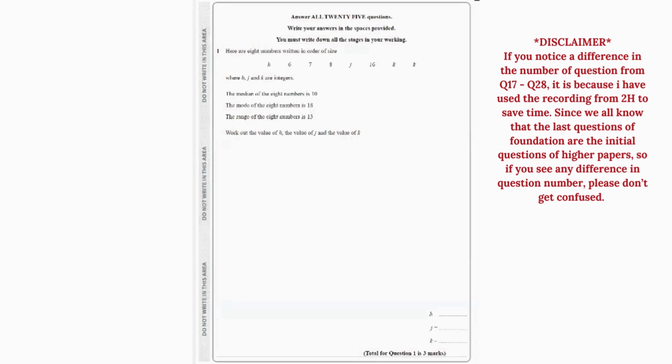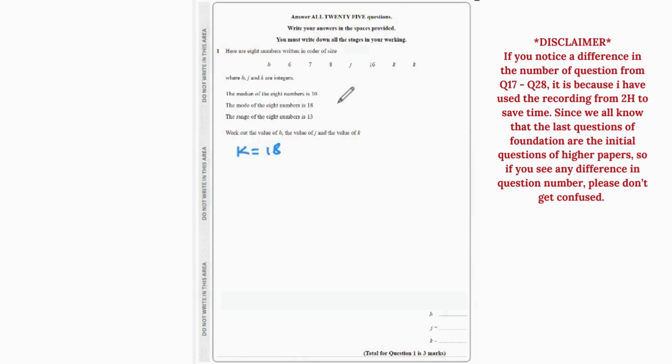The next question says here are 8 numbers written in order of size: H, 6, 7, 8, J, 16, K, K, where H, J, and K are integers. The median of the 8 numbers is 10, the mode of the 8 numbers is 18, and the range of the 8 numbers is 13. Work out the value of H, J, and K. So if the mode is 18, we have K occurring twice, which automatically means that the value of K is going to be 18.